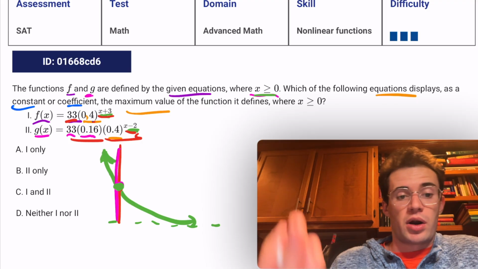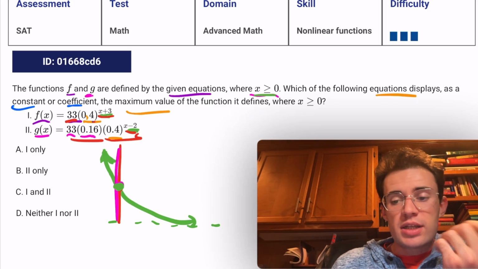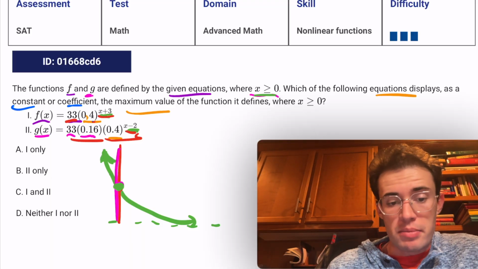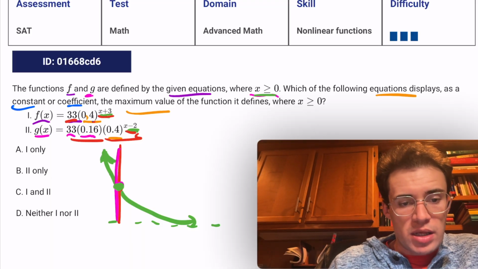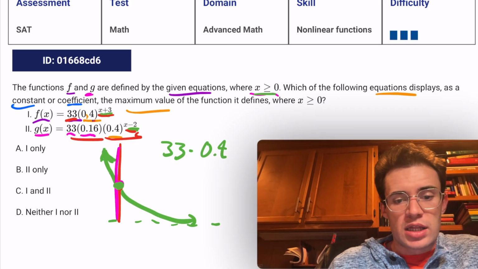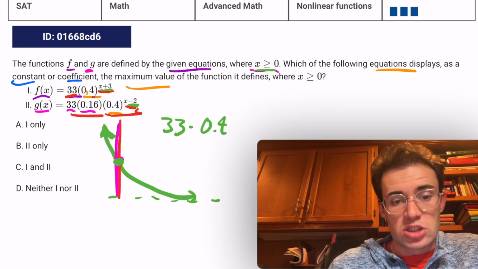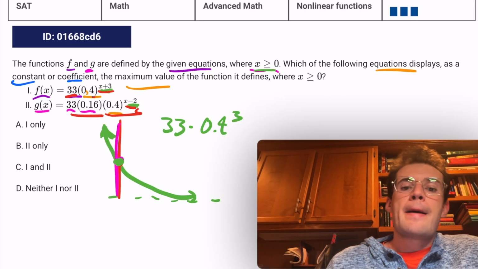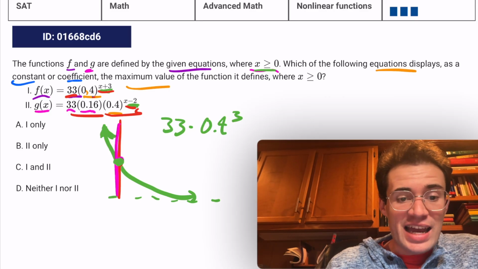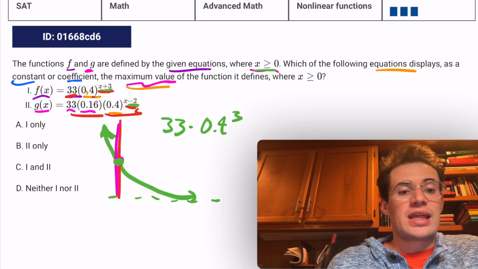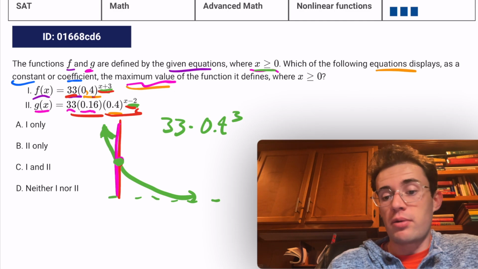A decay function where, again, you have a principal value. So in this case, that means that when x is equal to 0, that will be the minimum, right? So it would be 33 times 0.4 to the x plus 3, which would be to the 0 plus 3 when x is 0. So that's to the 3rd power. But here's the thing, that's not actually your maximum value. So the point there when x is equal to 0 would be the point where it's at its maximum.